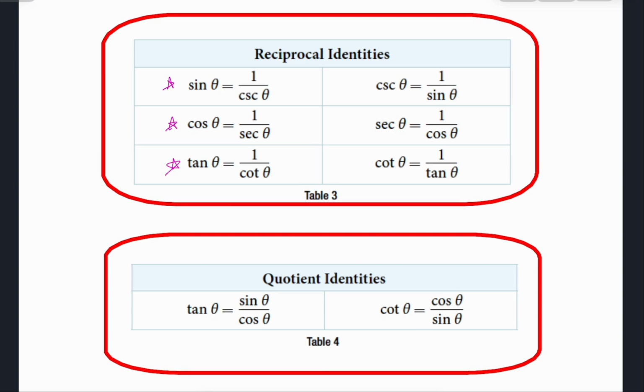And then our quotient identities are what is the fraction that makes the tangent or the cotangent. So those are the quotient identities. So tangent, remember, is sine over cosine. Cotangent is cosine over sine.